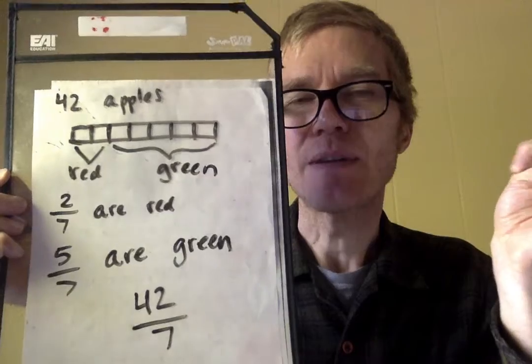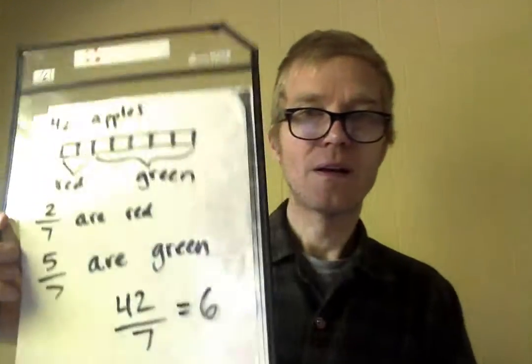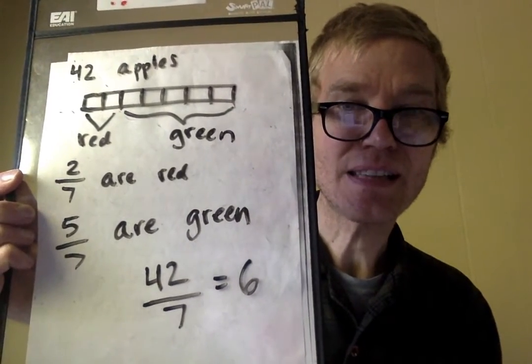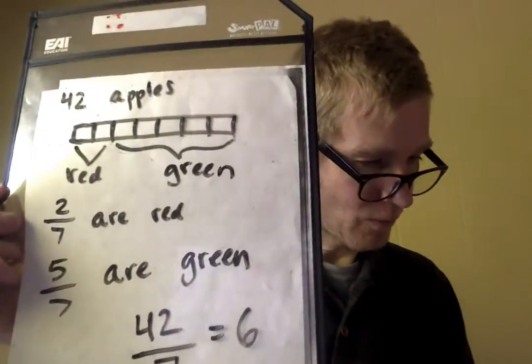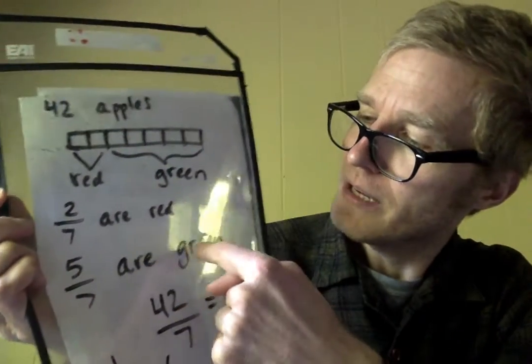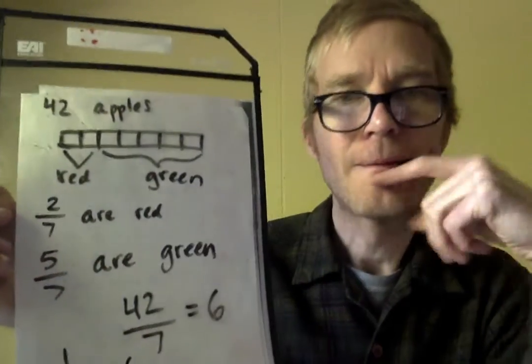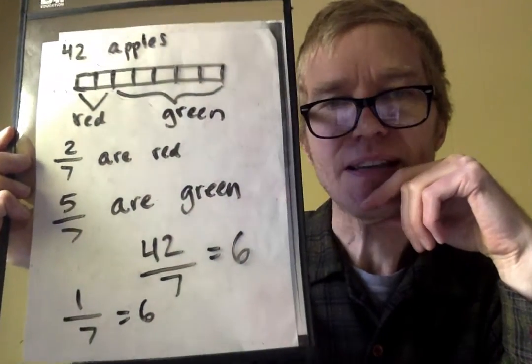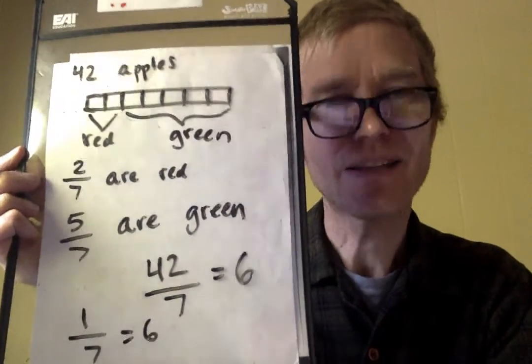42 over 7. Well, 42 divided by 7. 7 times what is 42? 7, 14, 21, 28, 35, 42. 6. 6 times 7 is 42. So the answer is 6. 1/7 is 6. So if 1/7 is 6, we're trying to find out, they're asking about green, which is how many 7ths? Oh, 5. So if 1/7 is 6, how many is 5/7?